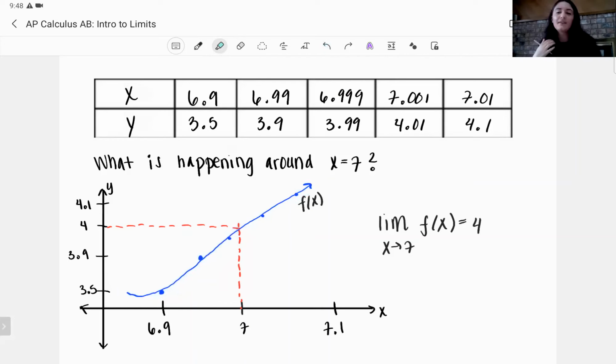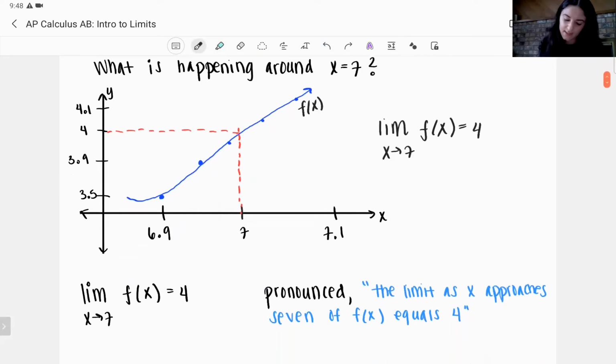It's asking you, okay, if I give you an x value, can you tell me what the y values of the function are doing? Can you tell me what the y values get really, really close to? So that's the idea behind a limit. It's all about, okay, I give you an x value, what are the y values doing? And so this is the notation.